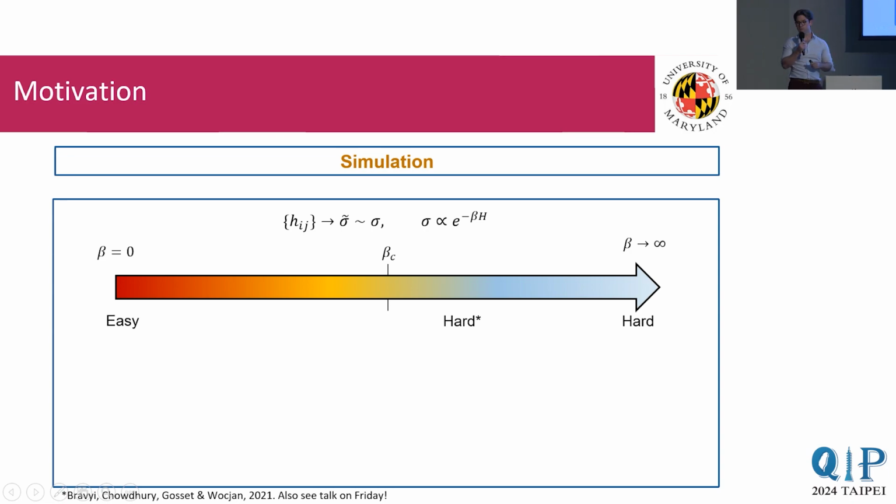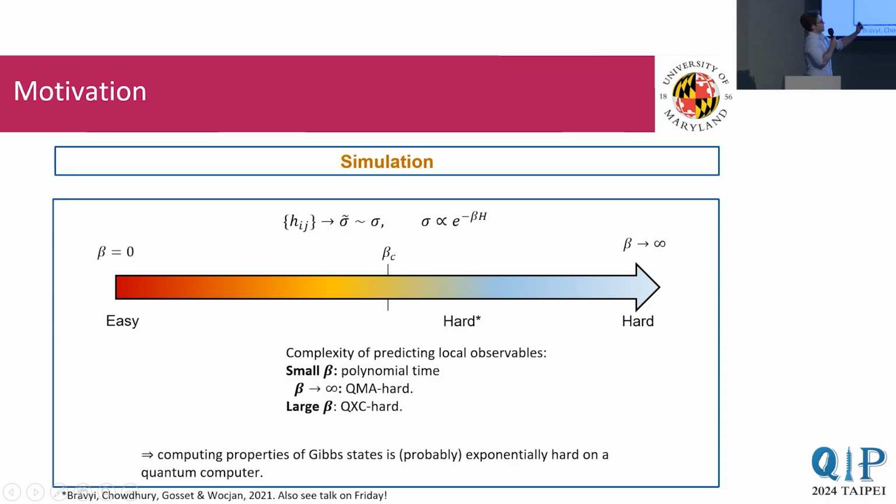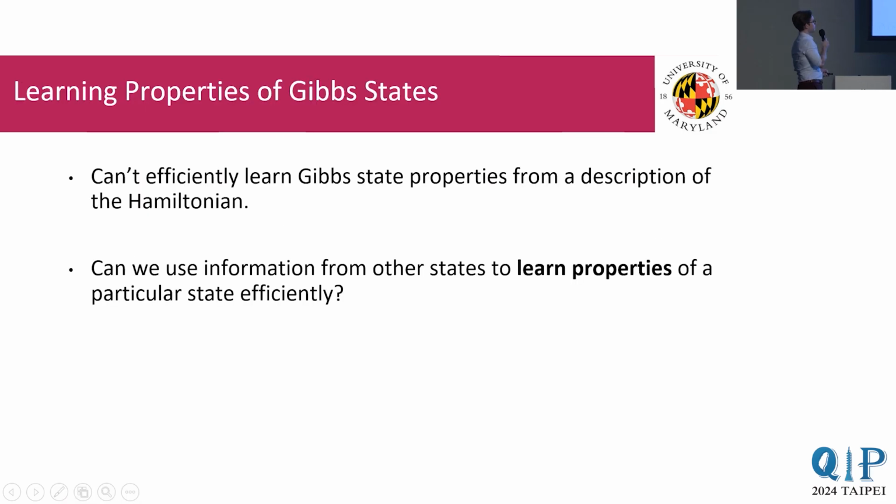On the other hand, if we go to 0 temperature, or beta goes to infinity, we end up with the Gibbs state being the ground state. And we know that predicting properties of ground states is QMA hard. And then, sometimes you might ask, what's the complexity of doing this somewhere in the middle? It turns out that many of these high temperature algorithms break down at some critical temperature, beyond which approximating things like local observables becomes QXC hard, which is a complexity class that people are going to talk about tomorrow in one of the talks. So in general, up to computational assumptions, computing properties of Gibbs states is going to be an exponentially hard task. This is a bit of a doozy because it's something we'd really like to be able to do, even on a quantum computer.